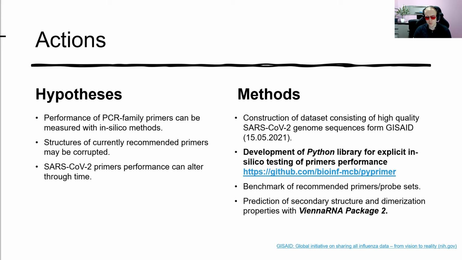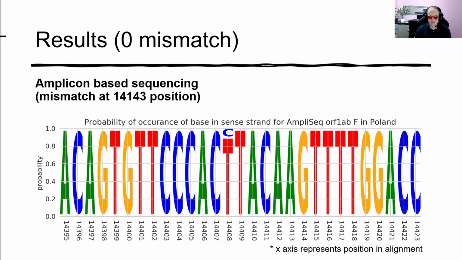Additionally, we incorporated the Vienna RNA package 2 to analyze structures of primers and their dimerization properties. During this presentation, I will focus only on the no mismatch policy, since we observed that even one mismatch can alter the performance of primers.